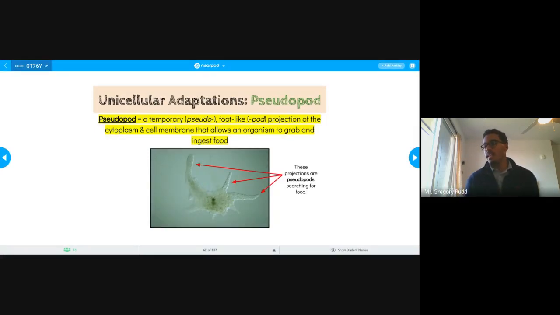We can see at least 3 pseudopods, but maybe even as many as 7 pseudopods coming out of that organism. And those pseudopods are in search of some type of food. And when they find it, they will encase the food so that the organism can use enzymes to break it down and eat it, essentially.